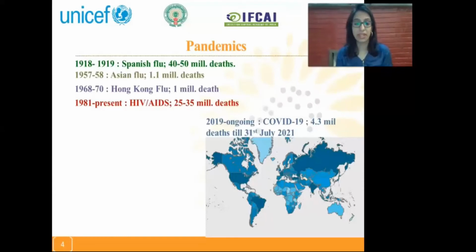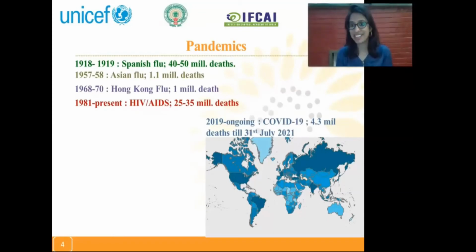Pandemics are not new. They have happened in the past, and there is a whole history of pandemics of different diseases, mainly infectious diseases. I'm just naming a few major ones which have happened in the last century. Spanish flu, you tend to hear about a lot. It was among the very big ones which affected the whole world in 1918 and 1919, and it resulted in an estimated 40 to 50 million deaths. Then in the mid 1900s there was Asian flu, which claimed 1.1 million deaths. Then in 1968 to 1970 there was Hong Kong flu, which claimed 1 million deaths.